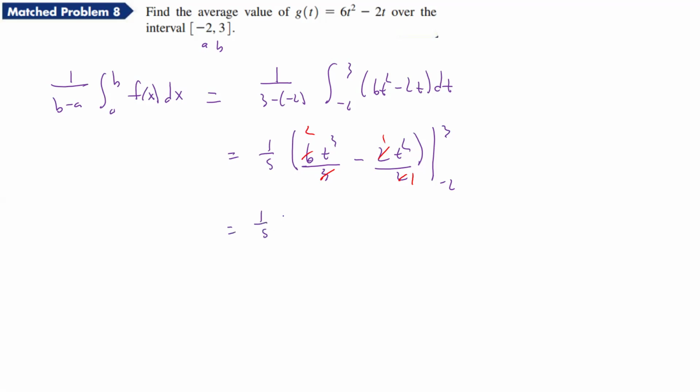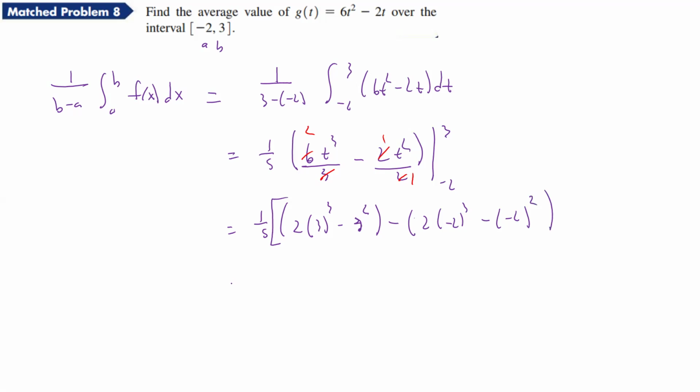And so we have 1/5 times what? Well, now we'll have a 2 times 3 cubed minus 3 squared. And then let's go ahead and put a bracket here so then we can put everything inside. And then we have now minus, parenthesis, 2 times minus 2 to the third, minus minus 2, and that's going to be squared.